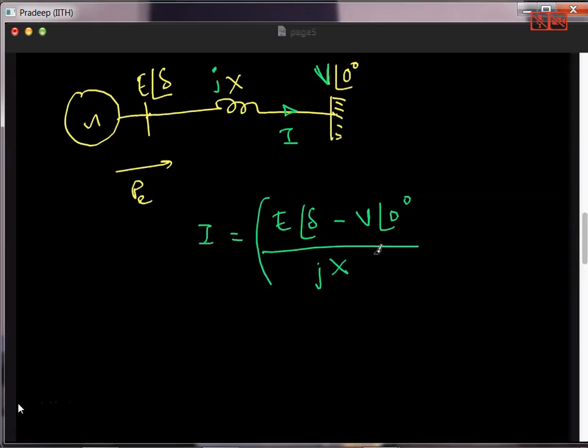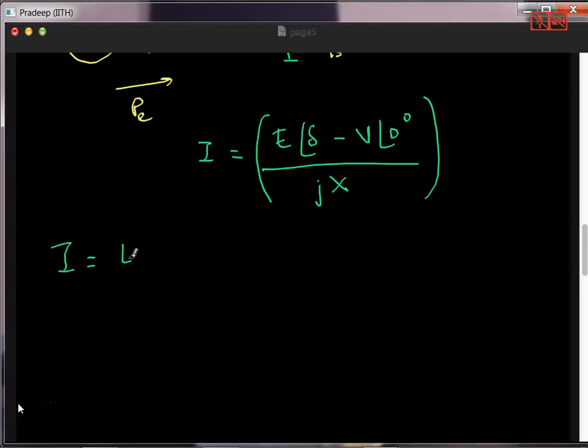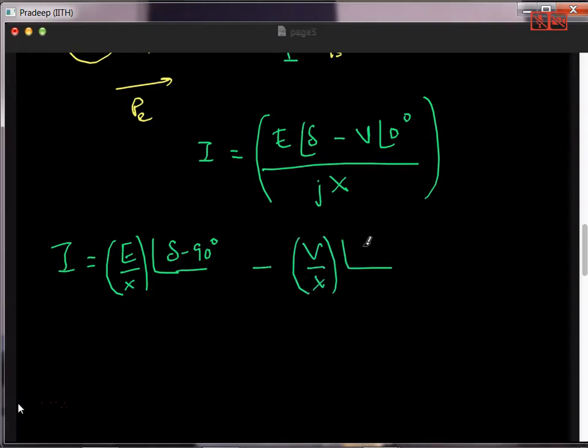Now this is the current. Or I'll get E by X, and the angle will be delta minus 90 degrees, because this j is there, it goes up, it becomes minus 90 degrees. Similarly, I'll get V by X, and the angle will be 0 minus 90 degrees. So this is my current.